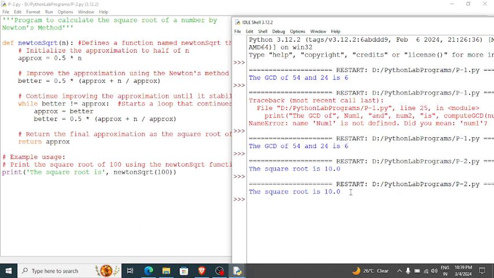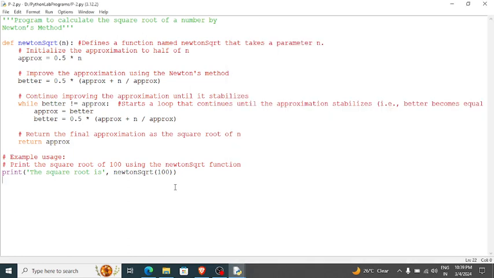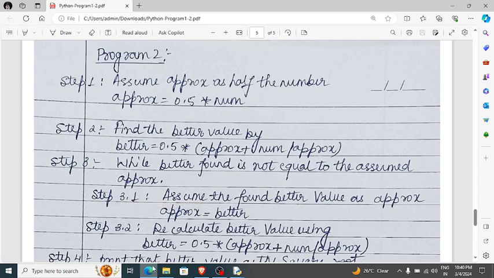See here, the square root is 10. So your program is correct, you've got a proper square root. The square root of 100 is 10. So this is done. Now let us see how this program actually works, what is the logic behind it.